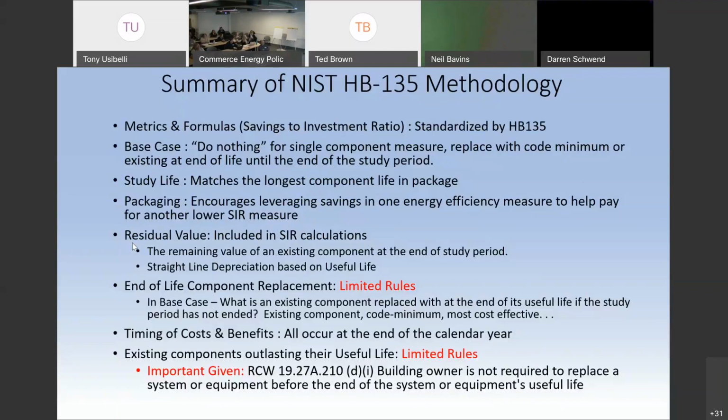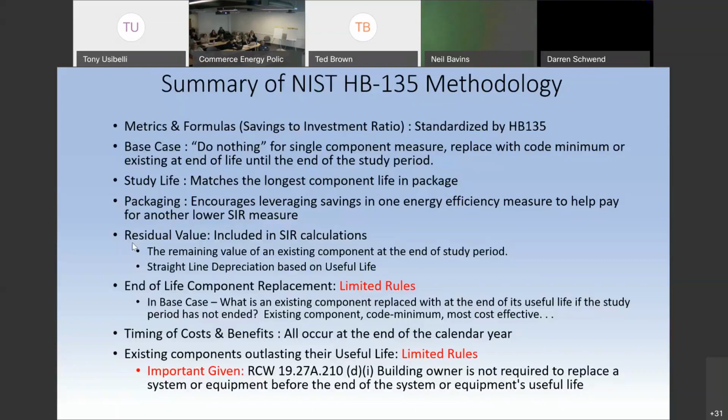I think there's going to be some discussion about that piece that you brought up. Timing and cost of benefits are pretty clear. They're always going to occur at the end of the calendar year, so you're not doing monthly or hourly utility reporting. You're looking at year-end reports for annualized energy consumption.